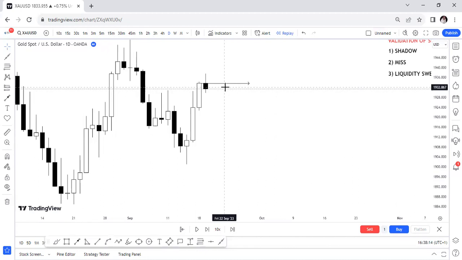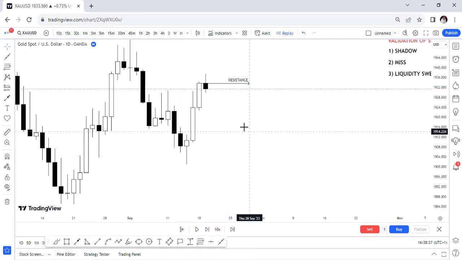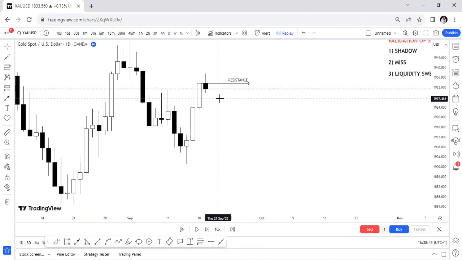So we want to see a price rejection of that resistance. That's what we want to look at. This is a resistance level, right? So we want to see a price rejection of this level. What is a sign of price rejection? I tell you, it is simply a wick.